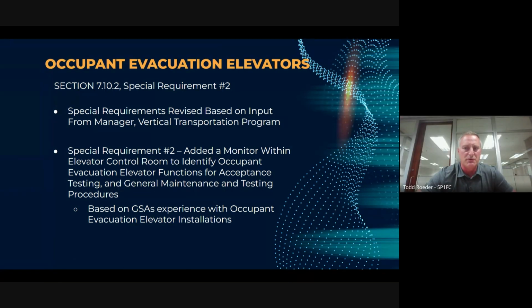So this special requirement was added based on GSA's experience with current installations. The new requirement is now to add a monitor within the elevator control room to identify those occupant evacuation elevator functions for acceptance testing and general maintenance and testing procedures. So it's just an added tool to the toolbox to assist in those situations.